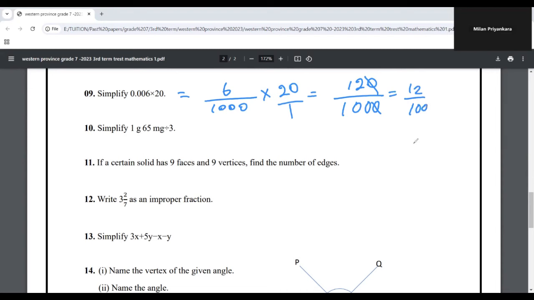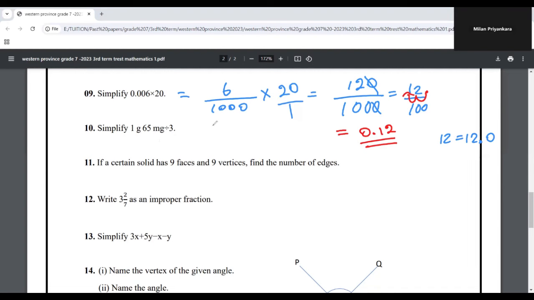Here 12. When you have to divide by 1000 and 100, you take the decimal point to the left side. So you can write 12 equals 12.0. Then you have to take this two places to the left side. So you see, this is the decimal point, 1, 2, and then it comes here. So you can get the answer 0.12. This is the answer. So you have 1 gram, 65 milligrams.